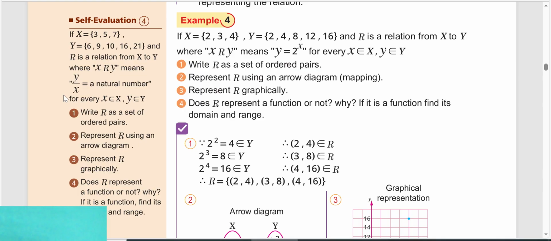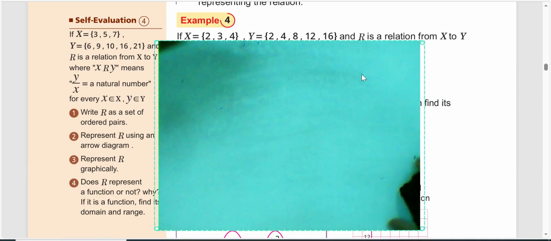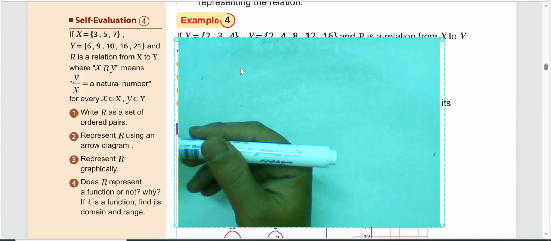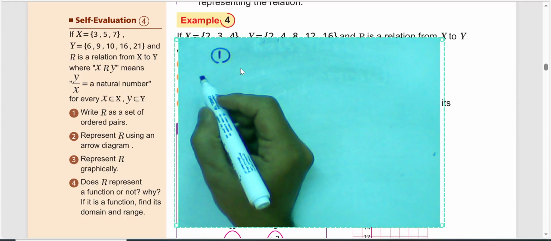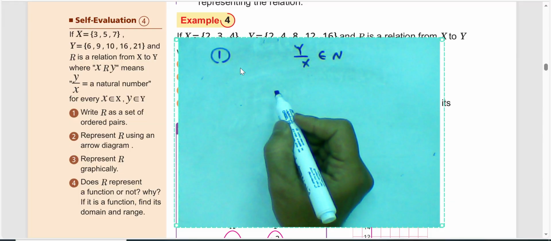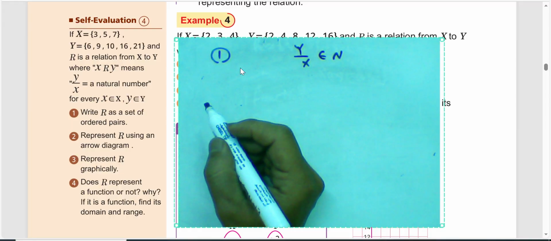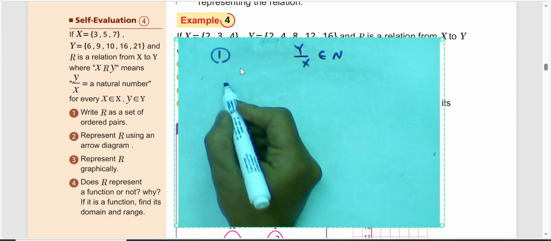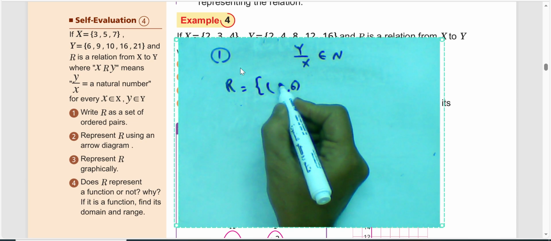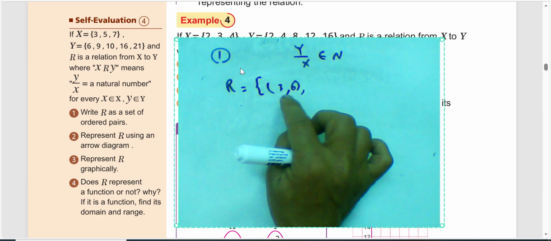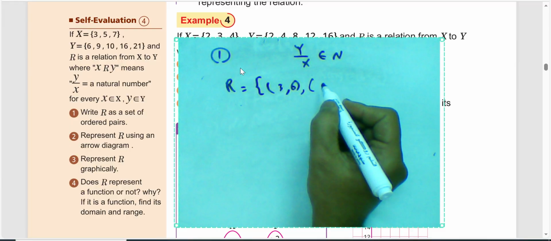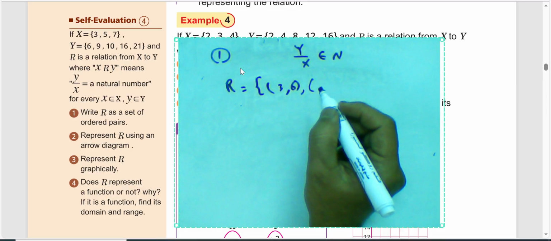Now we will solve self-evaluation number 4. Here we have x and y. We want to find the relation. He gives me y over x belonging to a natural number, with y divided by x. In the relation we can write the ordered pair 6 divided by 3: 6 divided by 3 equal 2 belonging to a natural number, and also 9 divided by 3.